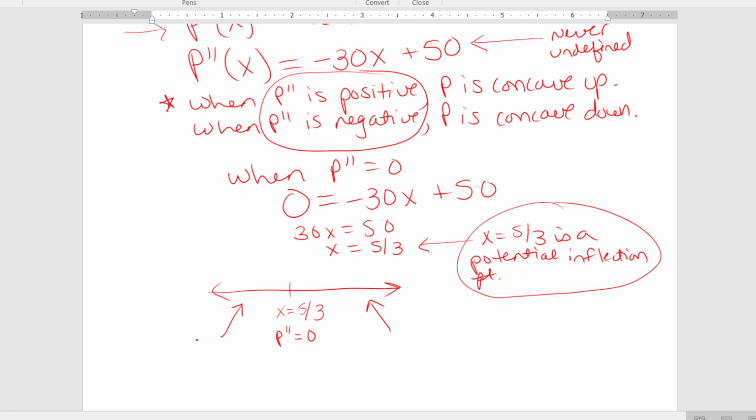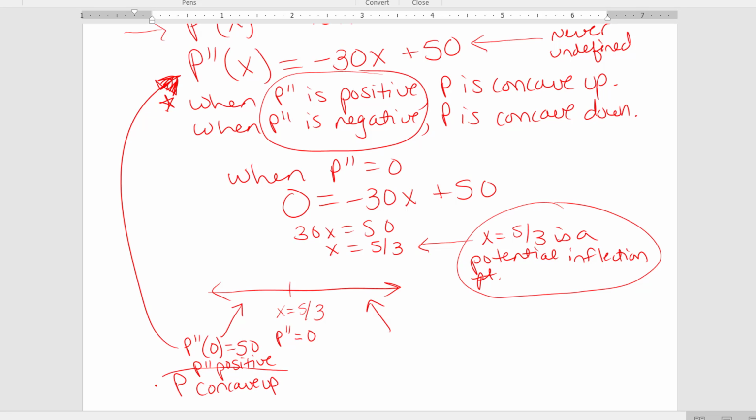So I'm going to pick an x value to the left of it, like 0. Plug 0 into p double prime. Plug it into our p double prime function up here. If you plug 0 into p double prime, you'll get 50. That tells us p double prime is positive to the left of x equals 5/3. That tells me p is concave up to the left of x equals 5/3.